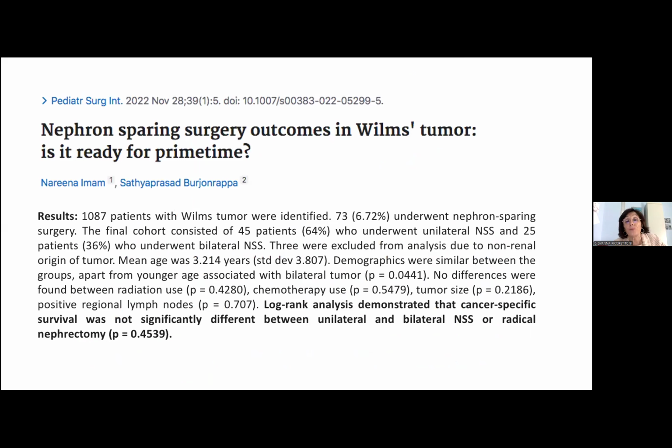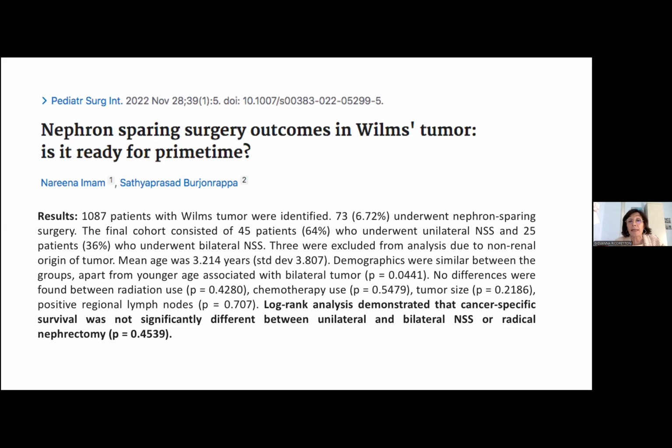Then I want to show this paper not about heminephrectomy, but about nephron-sparing surgery in Wilms tumor. This was a systematic review of 1,087 cases. So that means really a big systematic review. At the end, they considered just 45 patients who underwent unilateral renal sparing surgery and 25 bilateral renal sparing surgery for bilateral Wilms.